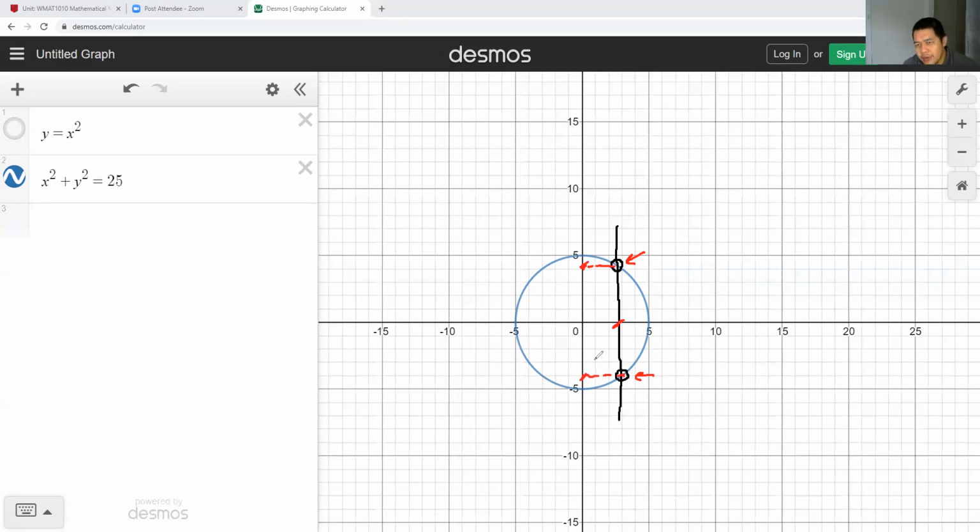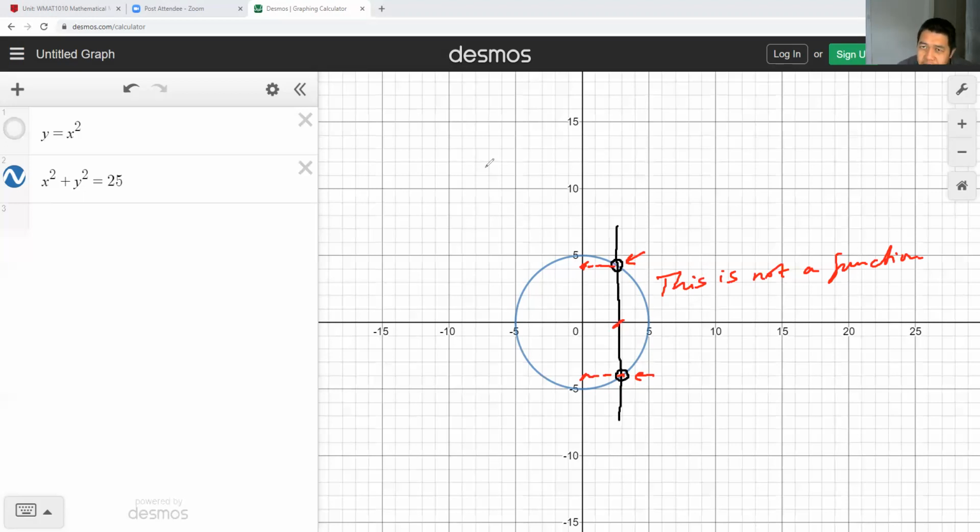So when you do the vertical line like this and it cuts your graph at 2 points, that shows this is not a function. All right? So this is not a function. I guess this is the basic idea you need to know to see whether we have a function or not.